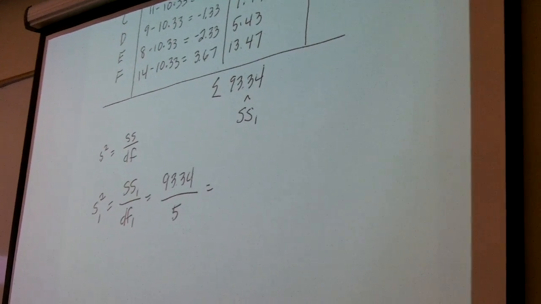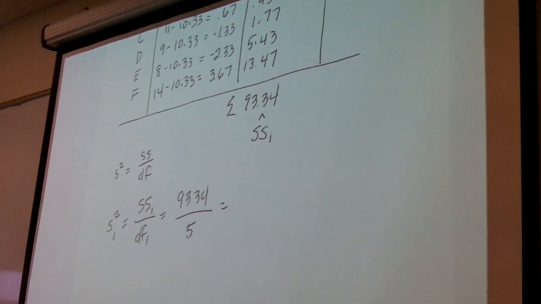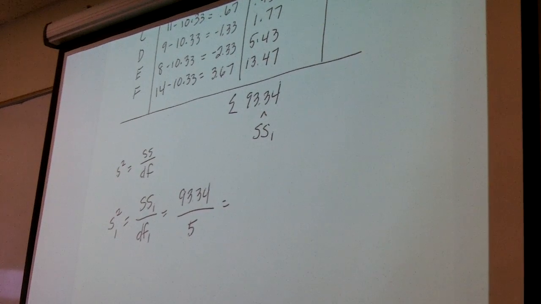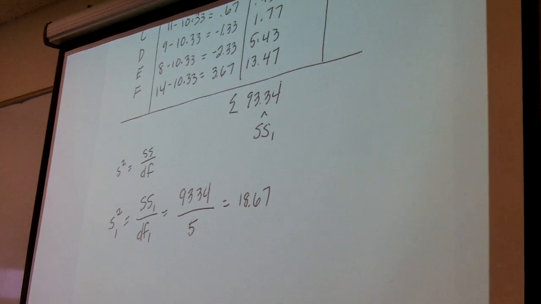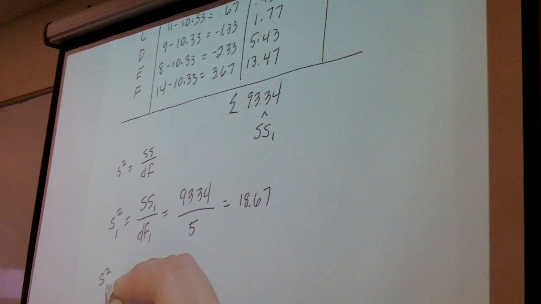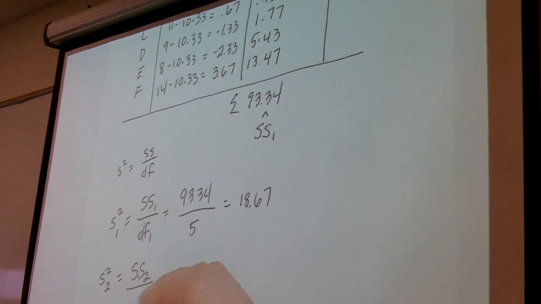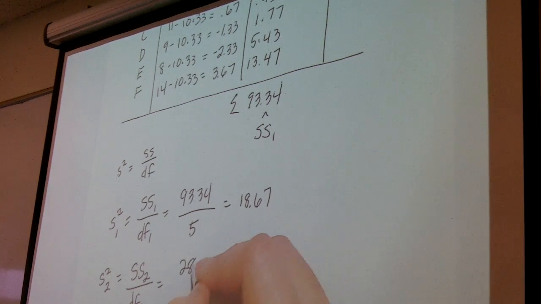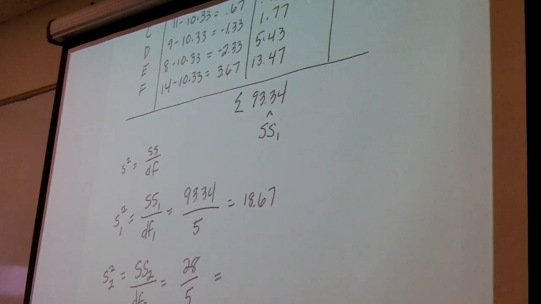What do we get? 93.34 divided by 5 gives us what? 18.67. I have a vote for 18.67. I see some head nods. All right, 18.67. And then if I want to do the sample variance for the second sample, that's going to be sum of squares for the second sample over the degrees of freedom for the second sample. So that's going to be 28 divided by 5. And what do I get for that? 5.6.